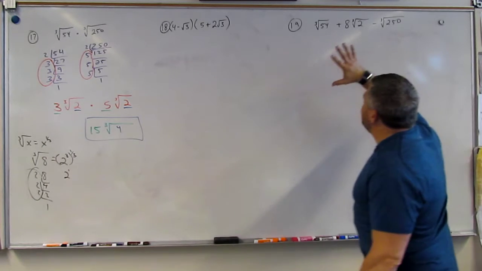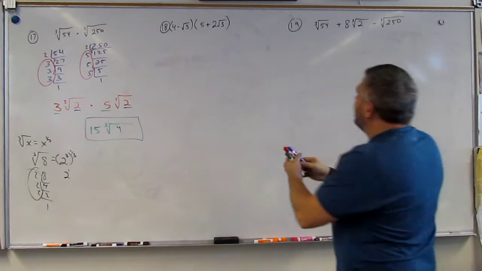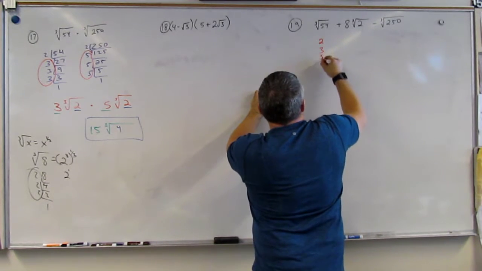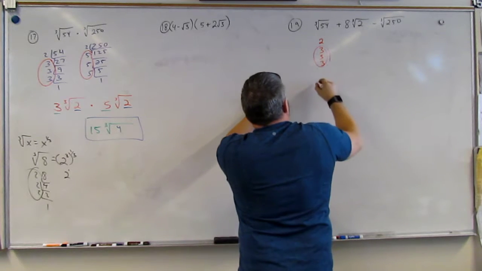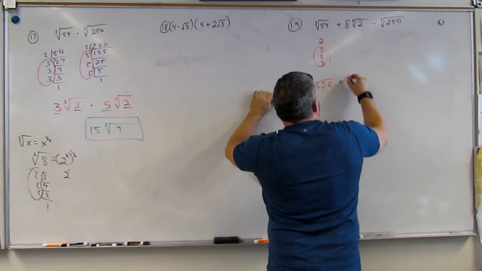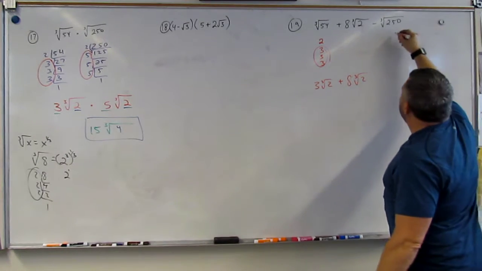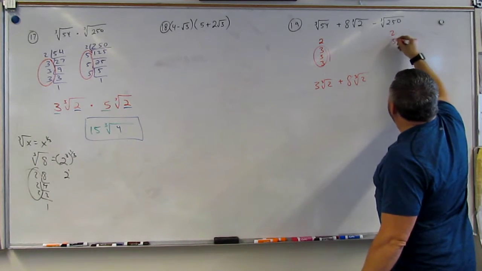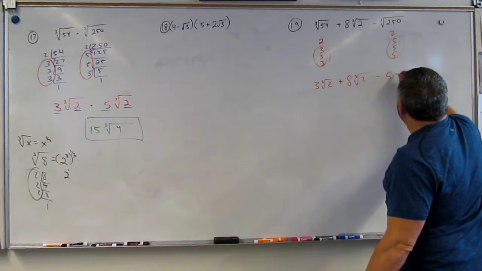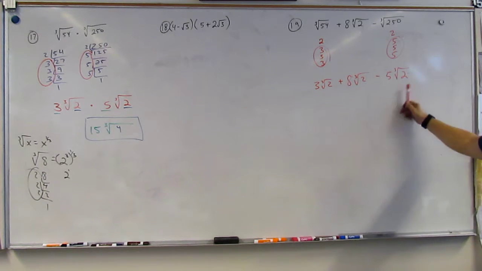Next, let's jump to this guy. Because this is easy. We use those same numbers. Okay? We're going to use the 2, 3, 3, and 3. So we're going to pull that out and say that that's 3 cube roots of 2 plus 8 cube roots of 2. And then we said this one was 2, 5, 5, and 5. So minus 5 cube roots of 2, right? They're all cube roots of 2.